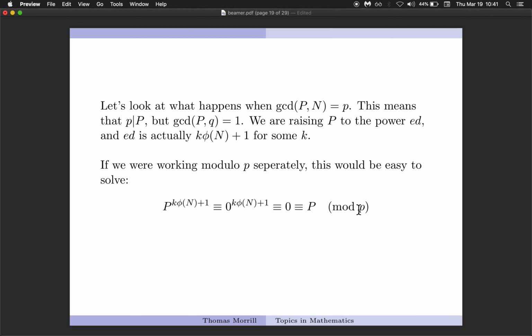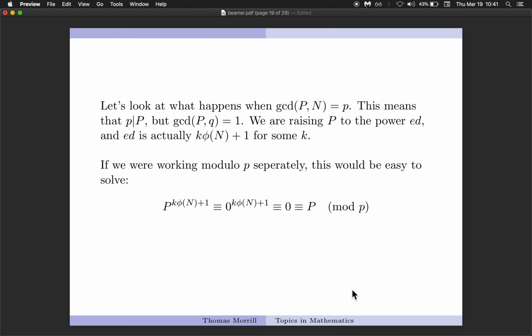The easiest would be just working mod p. That is one of the prime divisors of our message. So my message that I want to send reduces to 0 modulo this prime. 0 to any power is still 0, but 0 is also congruent to P, modulo p. So I get what I want modulo this common prime divisor.